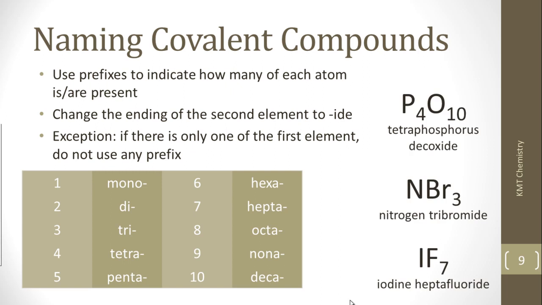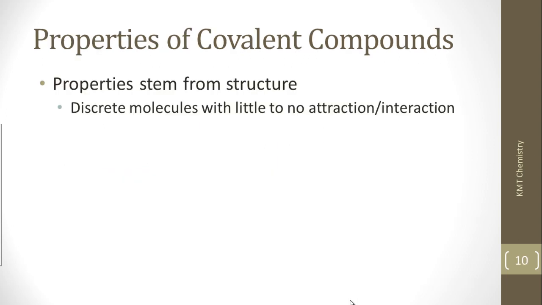Here are 3 examples of covalent compounds going between name and formula. Properties of covalent compounds are basically the exact opposite of ionic compounds. Again, they stem from the structure.